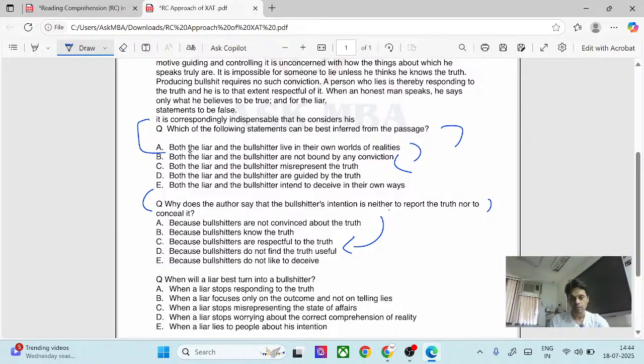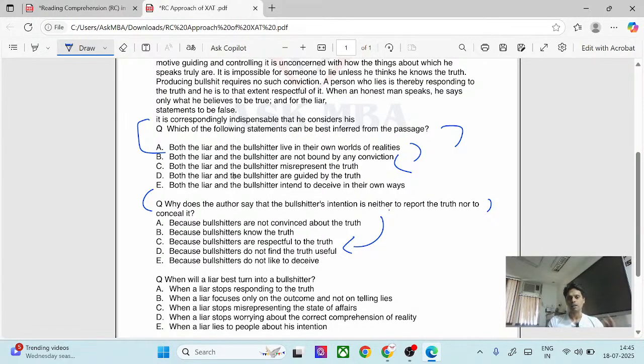Moral of the passage: both the liar and the bullshitter live in their own worlds of realities. Both the liar and the bullshitter are not bound by any conviction. So you do not need to go further. You need to understand, after reading one question and two or three options, once you understand what the passage is about, do not force yourself to move forward.